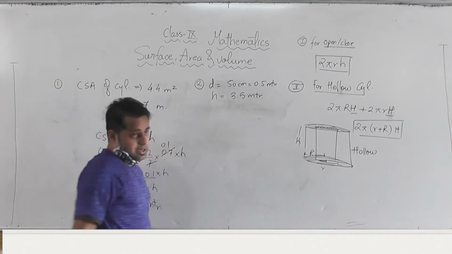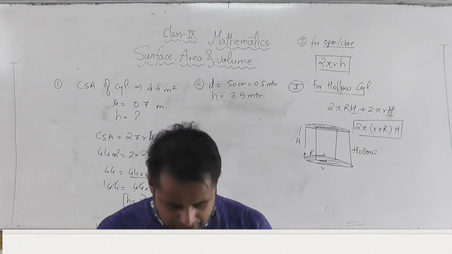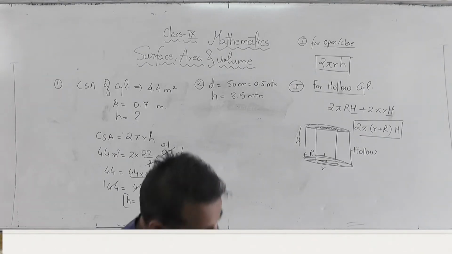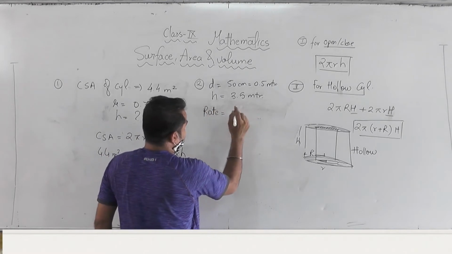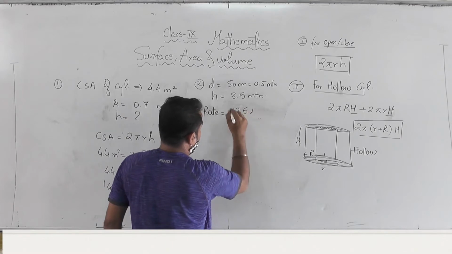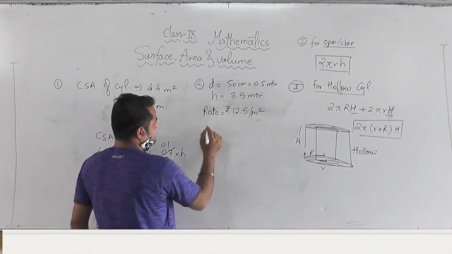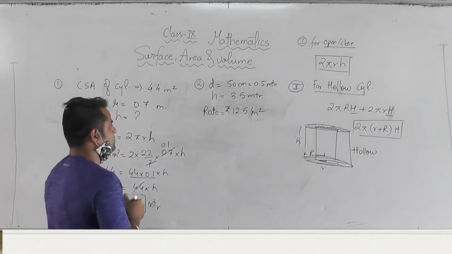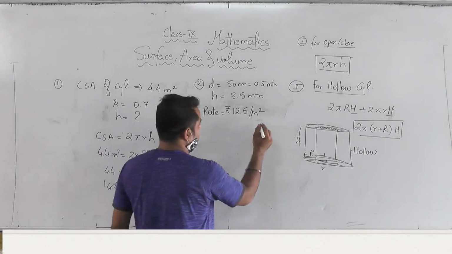Since it is a solid pillar, it has a base and top. The next thing it is saying is to find the cost of painting the CSA at the rate of 12.50 per meter square. The rate of painting is given, that is 12.5 rupees per meter square, and it is only asking about the cost. Now see, only the CSA is to be painted. It is mentioned in the question that you need to paint the CSA.